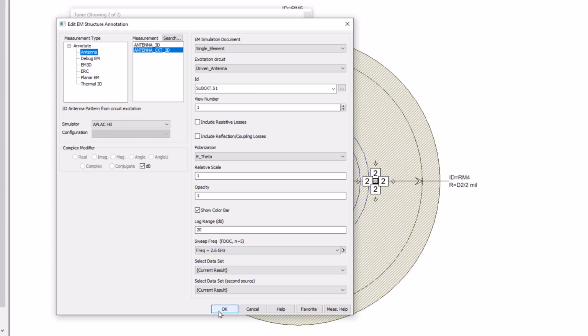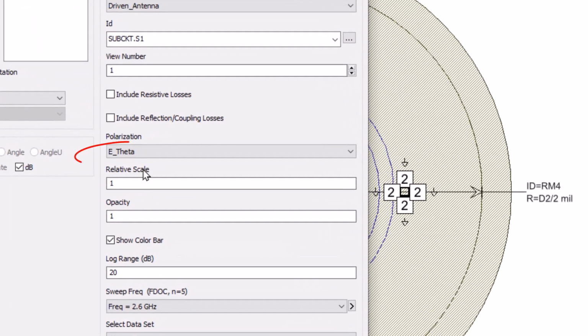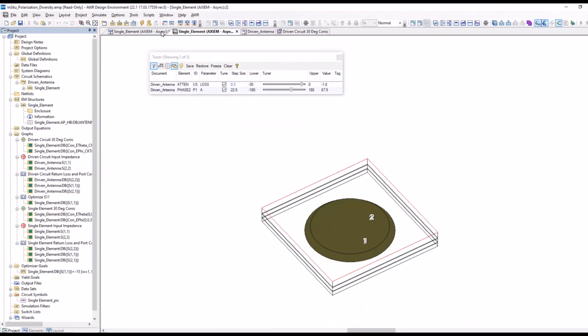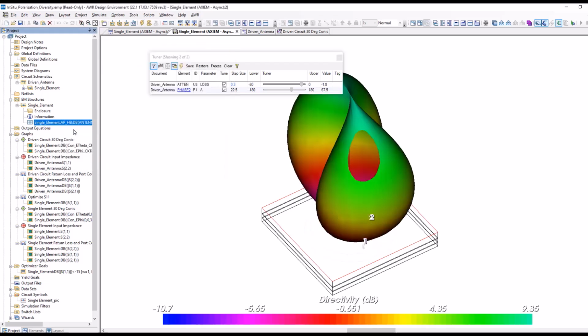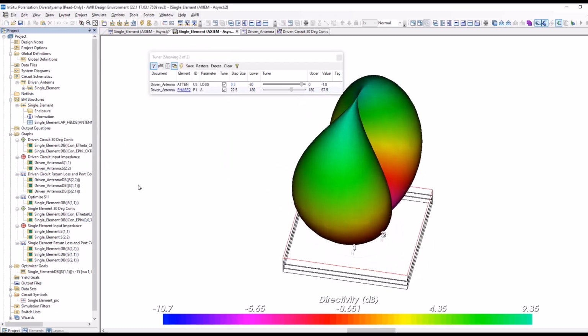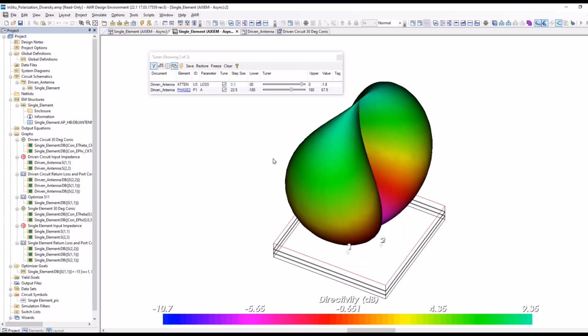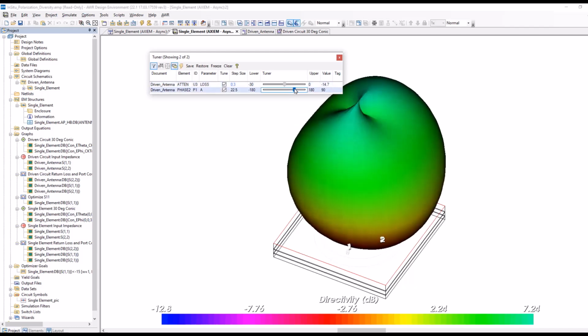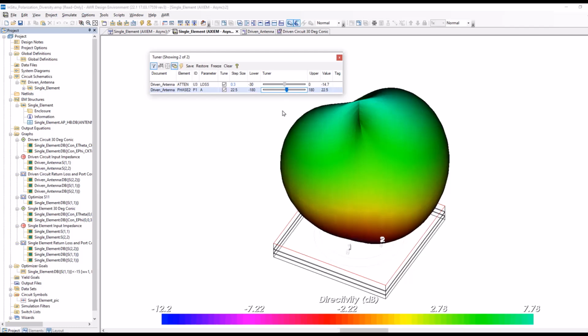Let's go ahead and see how this looks. Notice we are looking at the E theta component here. So if we go ahead and take a look at the 3D, you get the pattern. And if I go ahead and move my attenuator and my phase, you can see the pattern is changing. So the schematic is actually driving the circuit in this example.